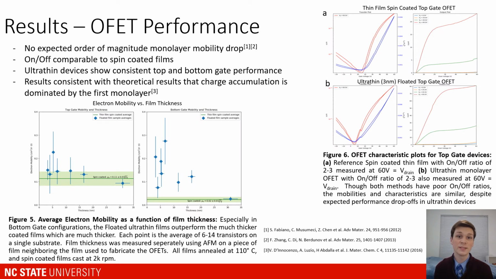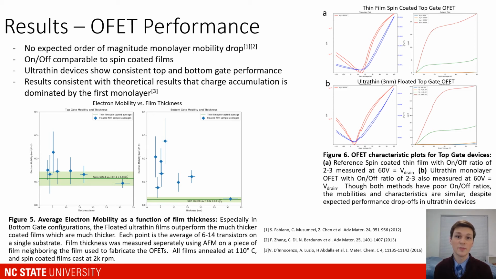Our key result is that FTM monolayer and bilayer films do not suffer the electron mobility performance drop found in prior results for Langmuir-Schaefer and spin-coated methods. We expected an order of magnitude drop in mobility as we approached the monolayer regime, which is a result that has been found experimentally but is not necessarily required by the theory for surface charge density.